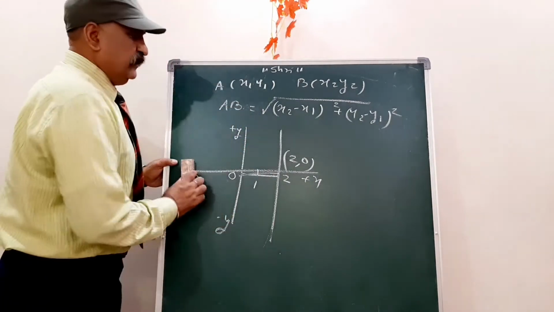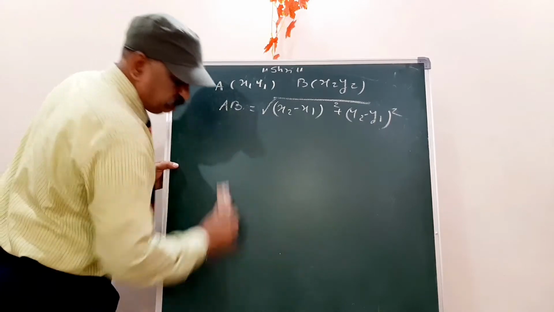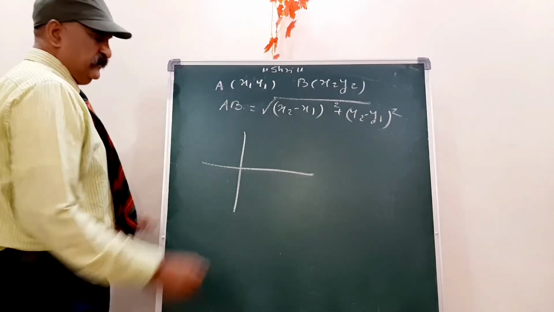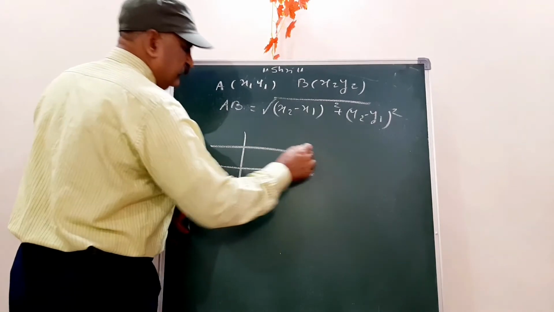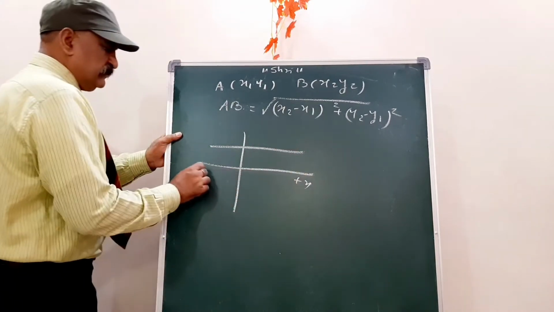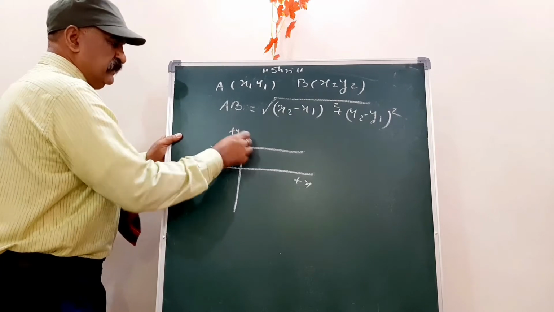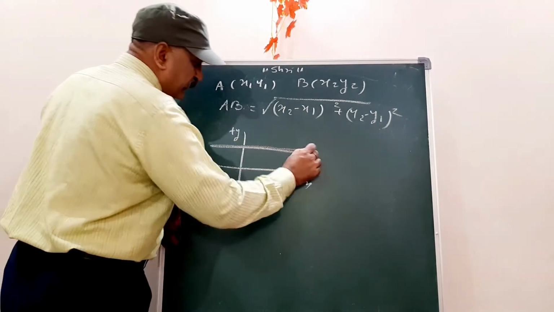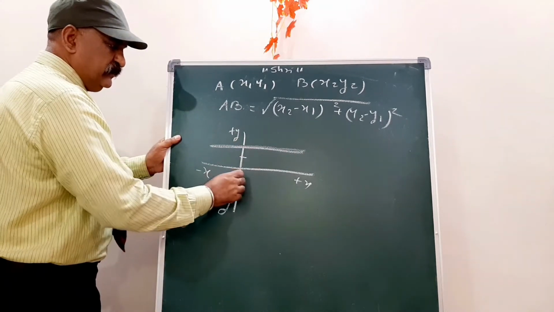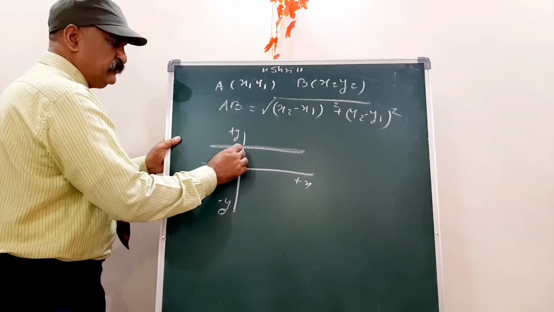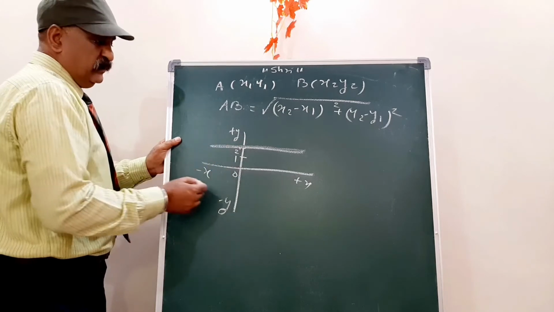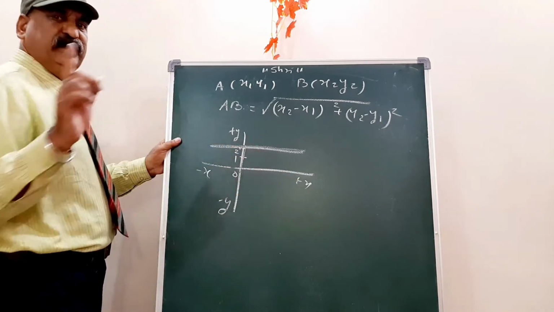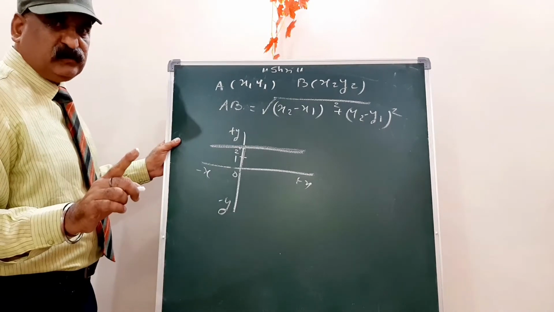Now, if the line is parallel to x-axis, this is plus x, this is minus x, this is plus y, and this is minus y. And the line is parallel to x-axis. This is 0, this is 1, and this is 2. This much is 2. It means the line is parallel to x-axis, so only the y coordinate will be there. I hope this is clear to you.